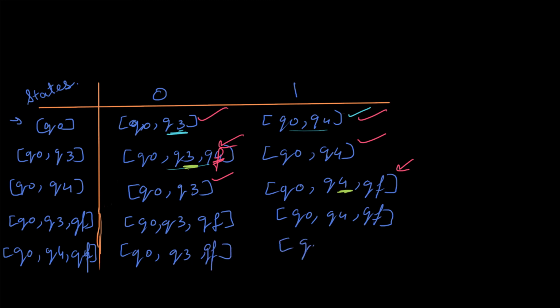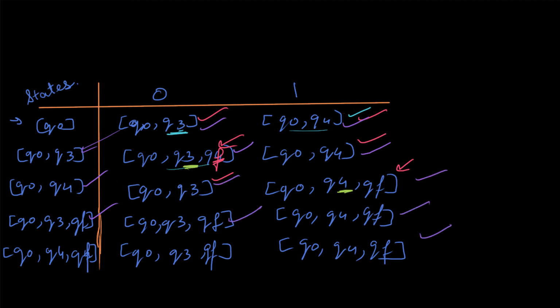Okay, so we have finally populated the table. Let's just check it for our safety. Q0, Q3 is present. Q0, Q4 is present here. Q0, Q3, QF is present. Q0, Q4 is present. Q0, Q3 is already there. Q0, Q4, QF is there. We just take all Q0, Q4 and Q0, Q3, QF is also present.